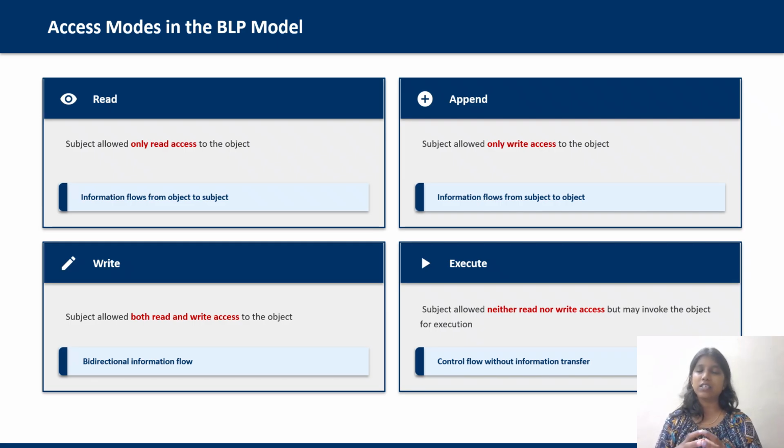So how do users actually interact with files? BLP defines four modes. These are the four modes: read, append, write, execute. Read is only to view the data. Information flows from file to user. Append only adds data. Information flows from user to file. Write is both read and write. It is a two-way flow. Then comes execute, where we run a program without reading or writing. Real systems might tweak these, but the logic stays.